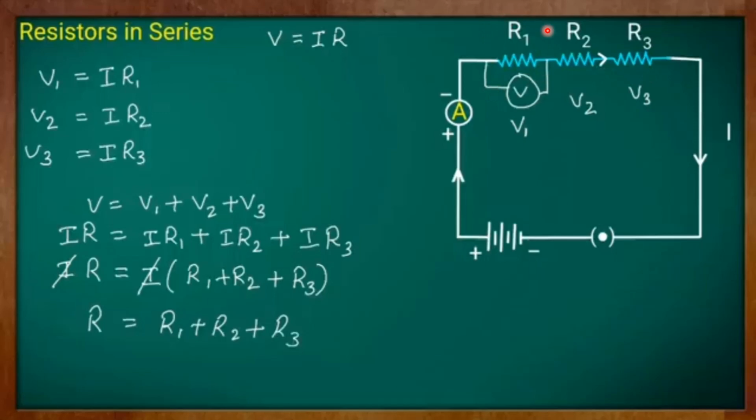So if I consider R1, the voltage will be V1. If I consider the resistance R2, then the voltage will be V2. If I consider the voltage, that is V3, across the resistance R3. So I hope you have understood, children.